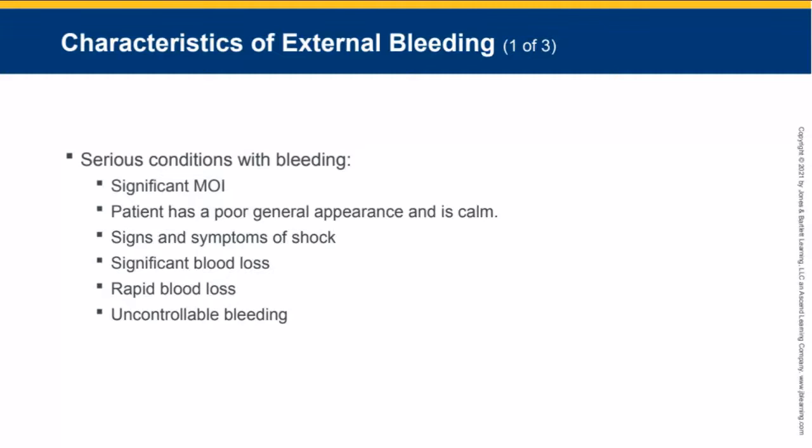Now, characteristics of external bleeding. Serious conditions with bleeding are usually associated with a significant MOI. The patient has a poor general appearance and is calm. Signs and symptoms of shock would be present. There is significant blood loss. The blood loss is rapid and it's difficult to control, or it might be uncontrolled.